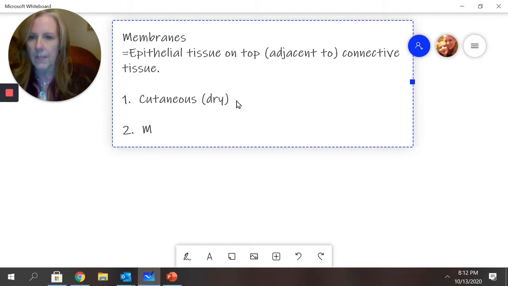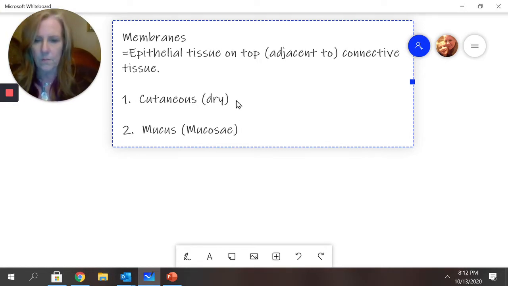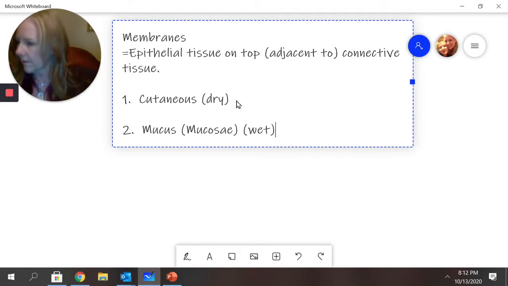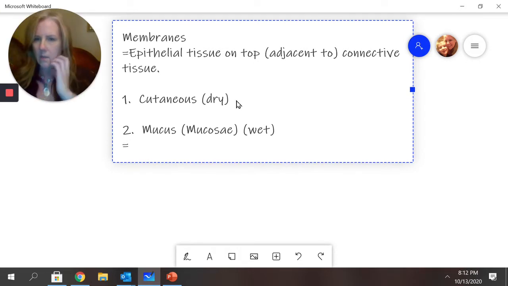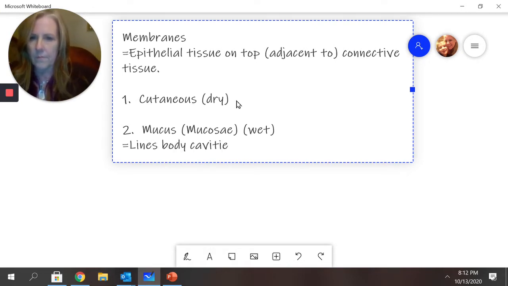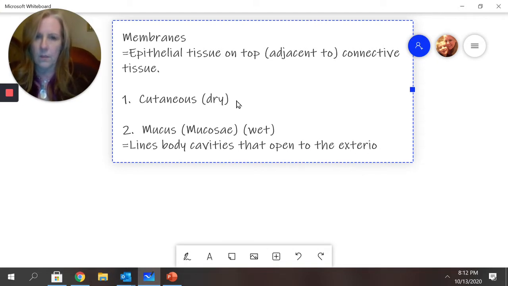All right, another membrane is the mucous membrane. An older term, we called it the mucosa. Now, this one is a wet membrane. Okay, where do we find the mucous membrane? It lines body cavities that open to the exterior.